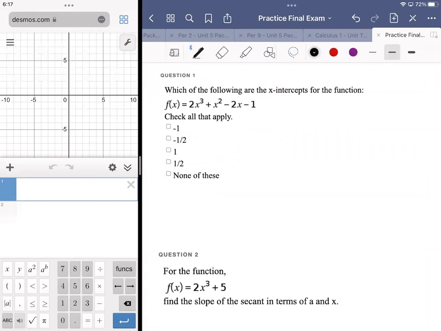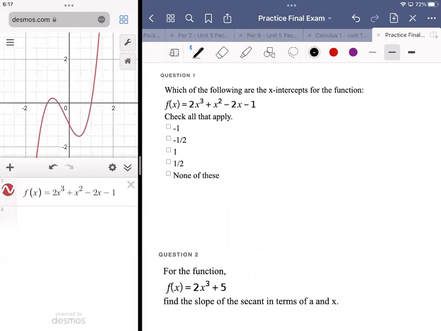So for number one, it says which of the following are the x-intercepts for the function f of x is equal to 2x cubed plus x squared minus 2x minus 1. All right.